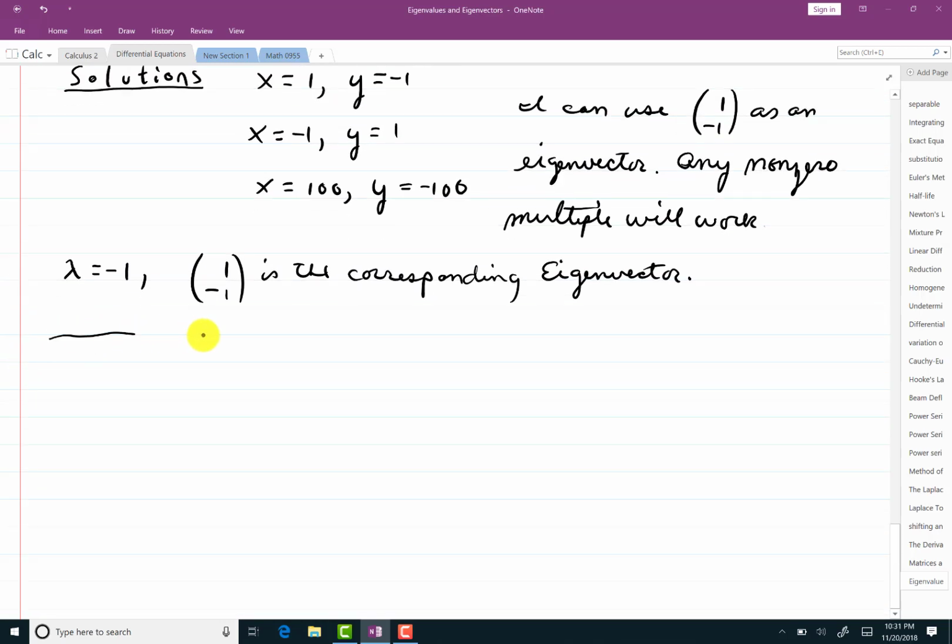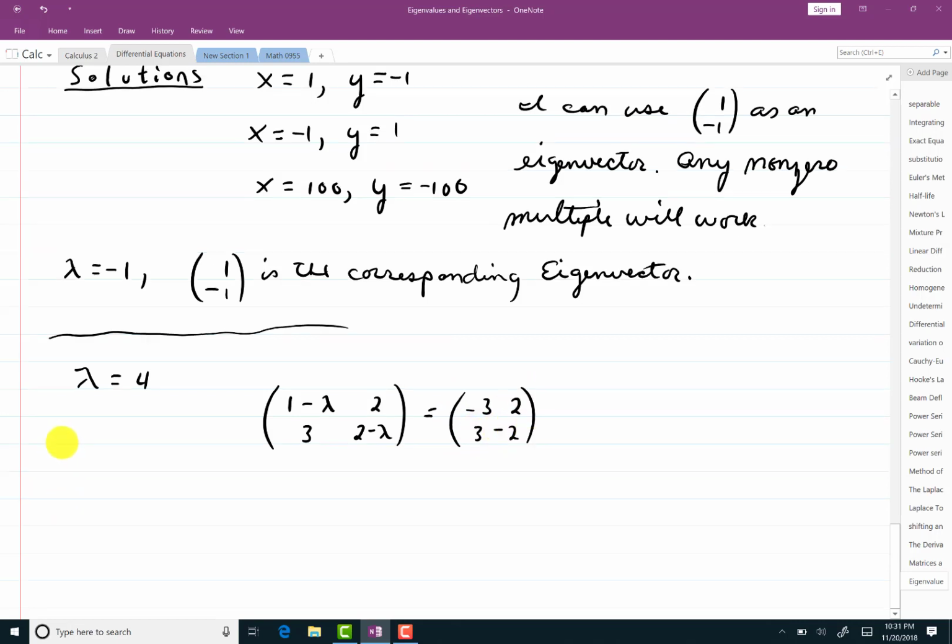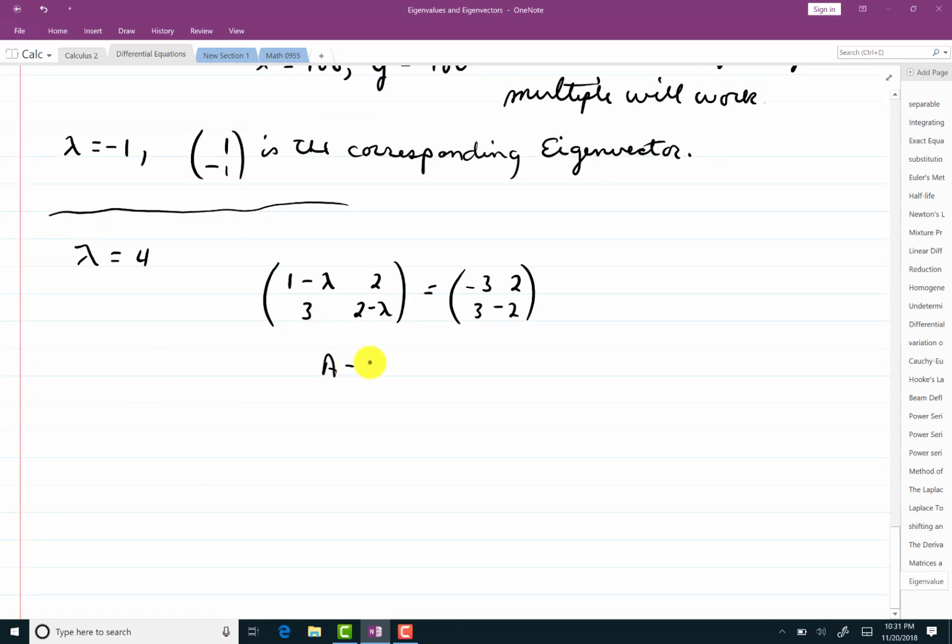Now move on to the other eigenvalue. A second eigenvalue that we found was lambda equals 4. So now when I go and look at the matrix, 1 minus lambda, 2, 3, 2 minus lambda, with this being the case, I will get negative 3, 2, 3, negative 2. Now if you remember, we're trying to take a look at things that solve this system here.